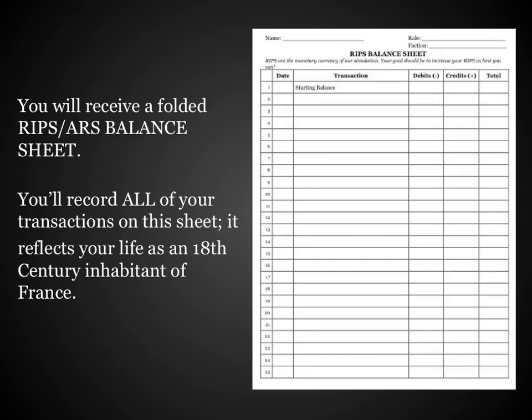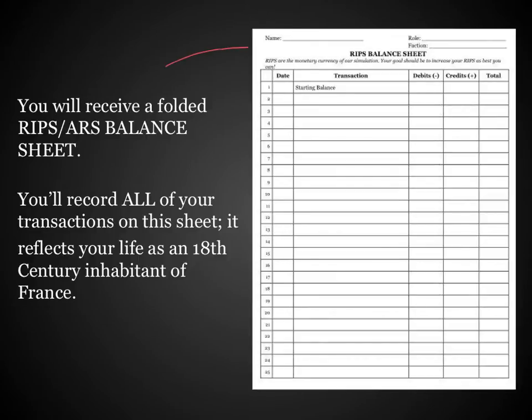All right, that's enough of the background information. Now let's talk about the process and procedure for our simulation. Now, first of all, everyone will receive a folded RIPS and Rs balance sheet. Now, these are color-coded by class. You will record all of your simulation transactions on this sheet. It's going to reflect your life as an 18th century inhabitant of France. If you look closely at the balance sheet, you kind of get a sense of what's going on.